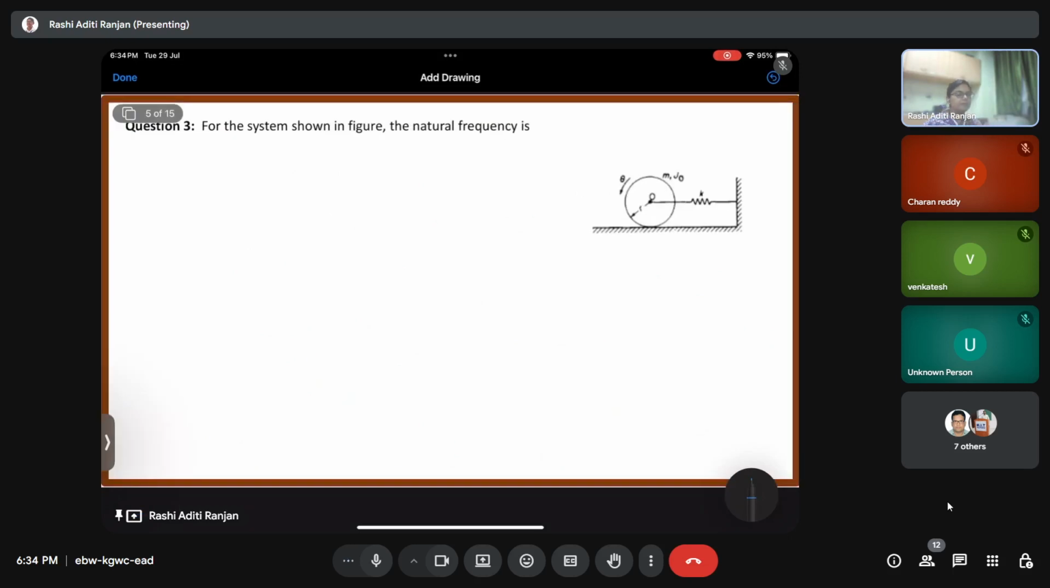Okay. So now we have this. We have a system that we are used to of solving. There is a cylinder, and then it is attached to a spring, and it is kept on a surface which is frictionless, and we consider that there is no slipping. We have no friction and we have no slipping. Okay, and now we have to find the natural frequency, right?